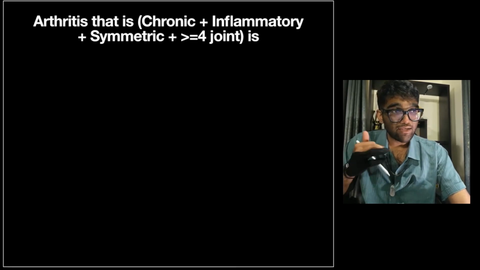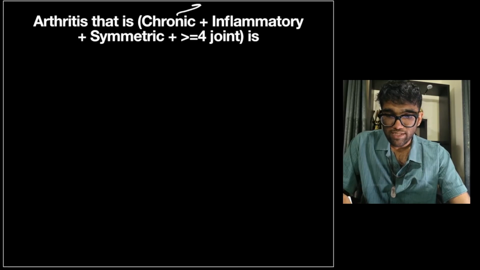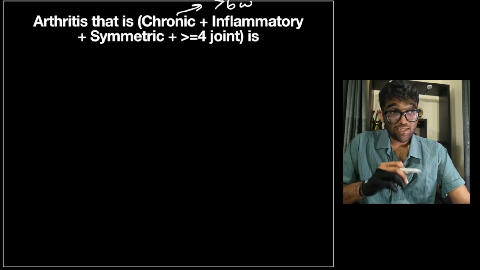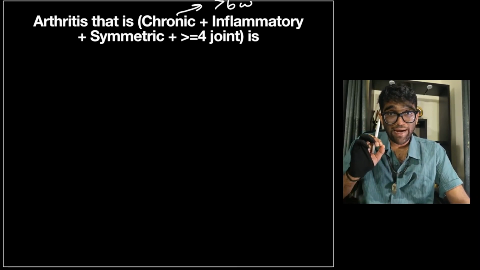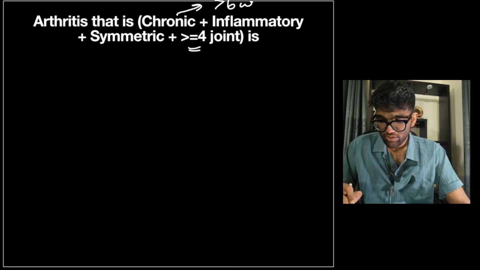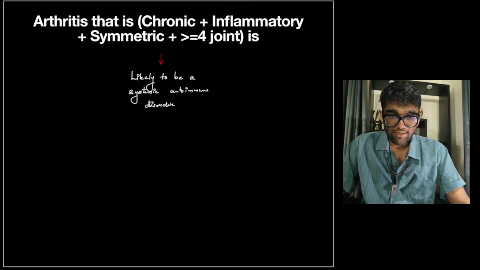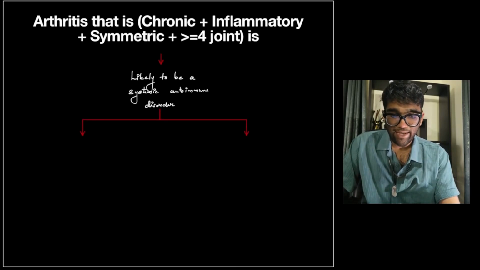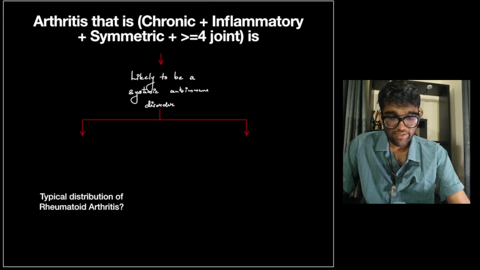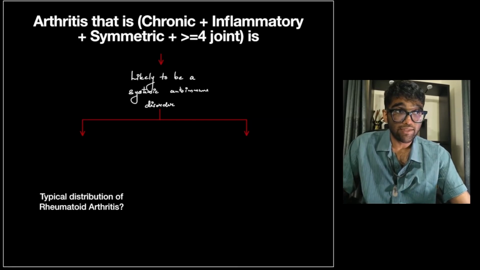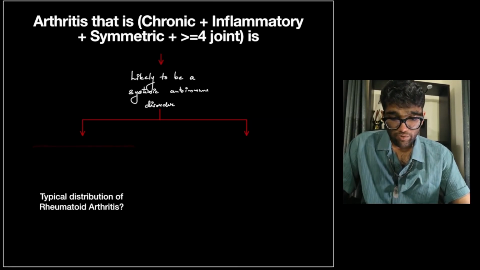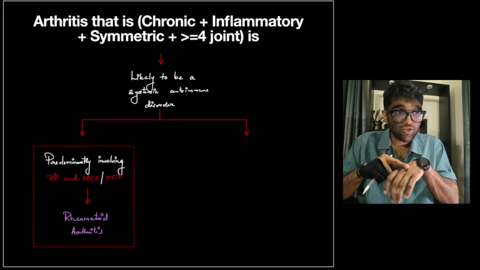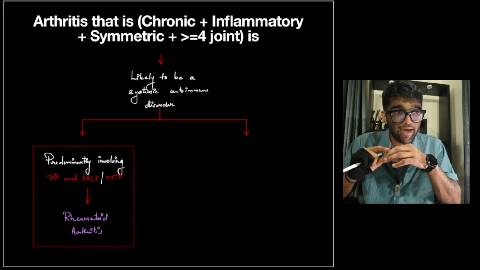So now we have an arthritis that is chronic, that is, it has lasted more than 6 weeks. Okay, it is inflammatory, it has features of inflammation that we just discussed. It is symmetric, and there is involvement of at least 4 joints, or more than or equal to 4 joints. So in this context, the arthritis is likely to be due to a systemic autoimmune disorder. Now in that context, again, we ask ourselves, is the distribution of the joint involvement typical for rheumatoid arthritis? Now what does typical for rheumatoid arthritis mean? It means there is involvement of the metacarpophalangeal joints and the proximal interphalangeal joints with sparing of the DIP joints.